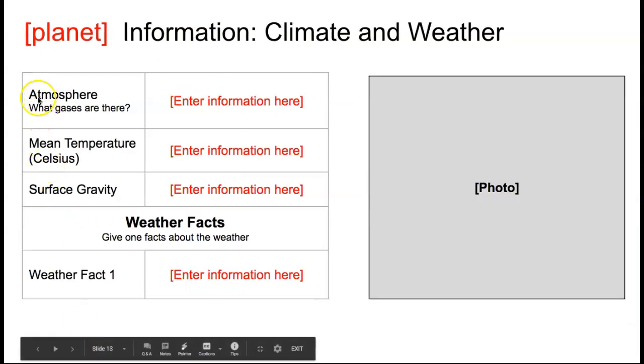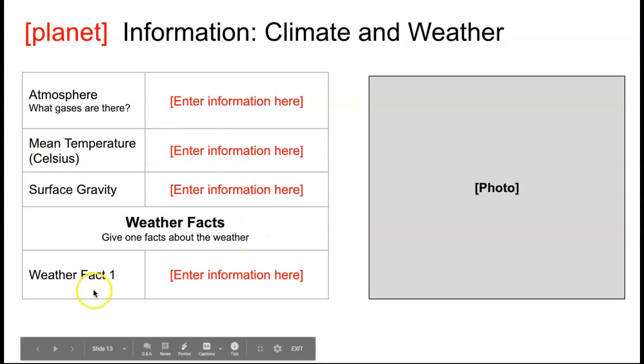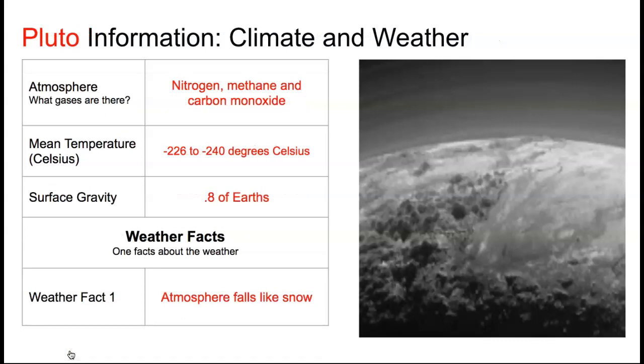Next, some information about the climate and atmosphere. What is the atmosphere made of? What is the temperature? What is the surface gravity like? And one weather fact. So what is the weather like on the surface and in the atmosphere? You're going to look for atmosphere for this information, and a picture for Pluto. There's my information.